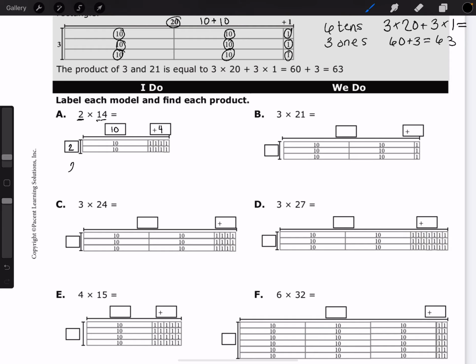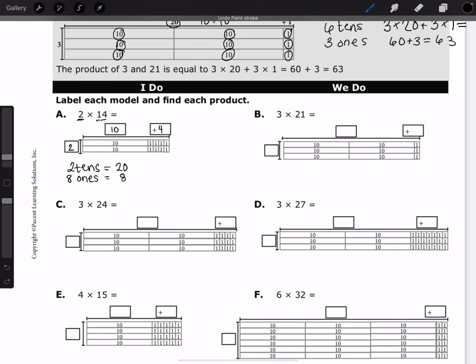And then we need to figure out, okay, so now we have 2 10s. And we have 8 1s. So 2 10s would be 20. And 8 1s would equal 8. So if we take those partial products, line that up a little bit better, Mrs. Boynton. Okay, I will. If we take those partial products, 8 plus 0 would be 8. 2 plus 0 would be 2. Okay.